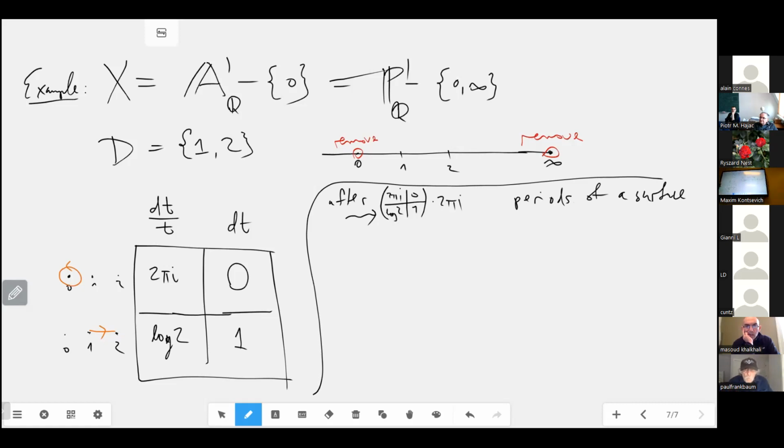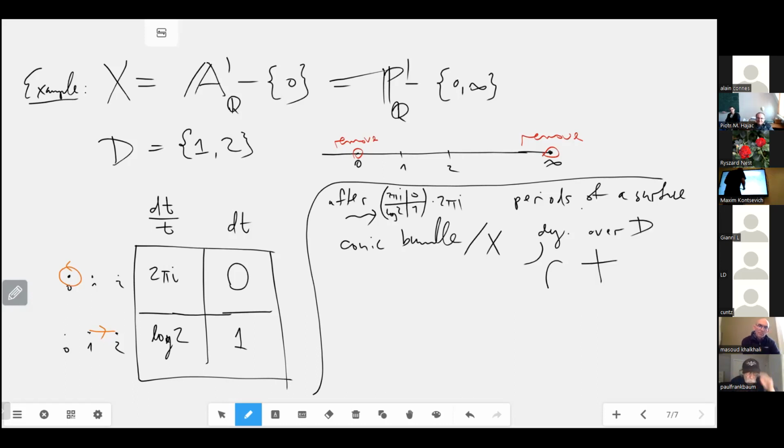But let me explain what is going on. So we have these two boundary points, one and two, for our cycles. And now consider what's called a conic bundle. So it's a fibration over my variety with fiber a hyperbola outside of the divisor and a coordinate cross inside the divisor. So we can see the conic bundle over my X, such that the hyperbola degenerates to a coordinate cross over the divisor.